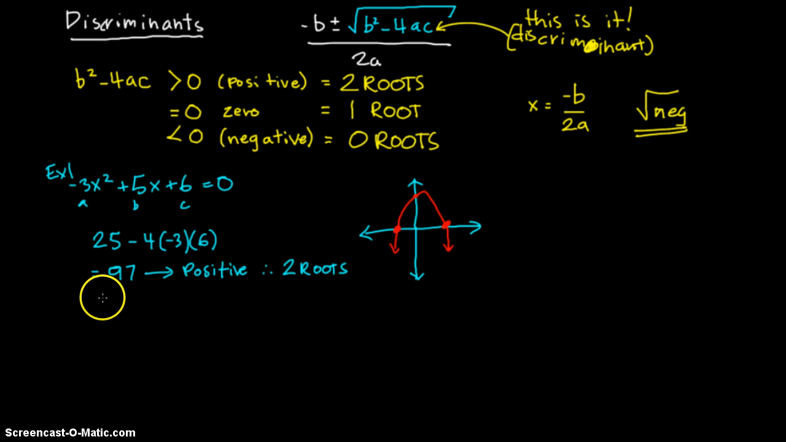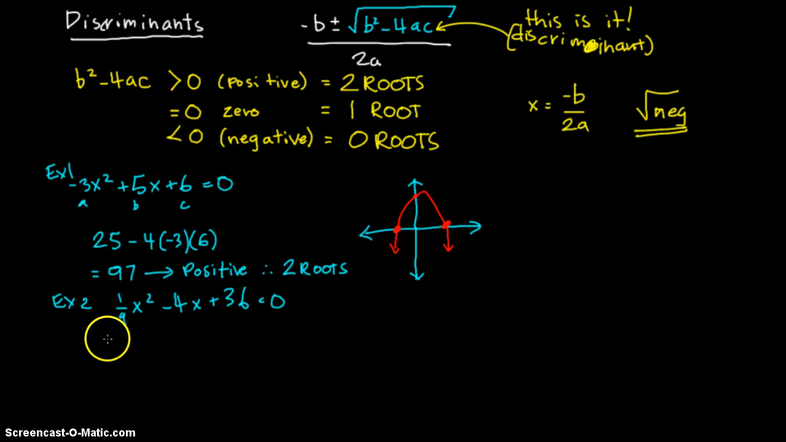Okay, well, what if we got, let's do another example. Example 2. What if we got, let's say, 1 over 9 x squared minus 4x plus 36 equals 0. Sorry for the bad writing, guys. I'm going fast. We're going to do this super fast. Okay, so here we go.